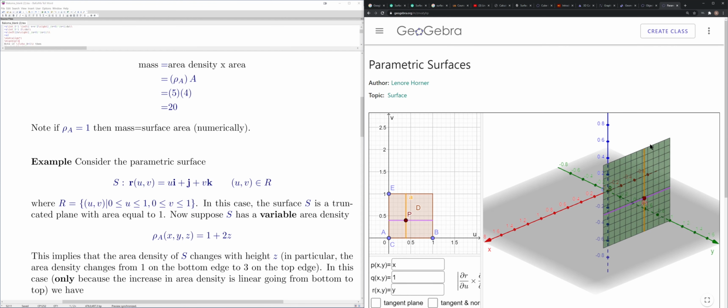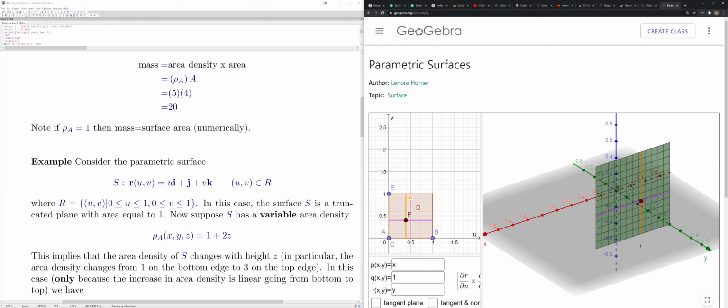Okay, so on this top edge, z is equal to 1, which means that according to this area density function, the area density is going to be 1 plus 2 times 1, which is 3. So on your bottom edge over here, the area density is equal to 1, and on this top edge, the area density is equal to 3.